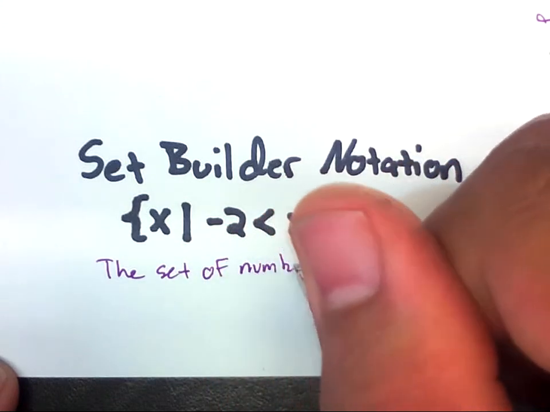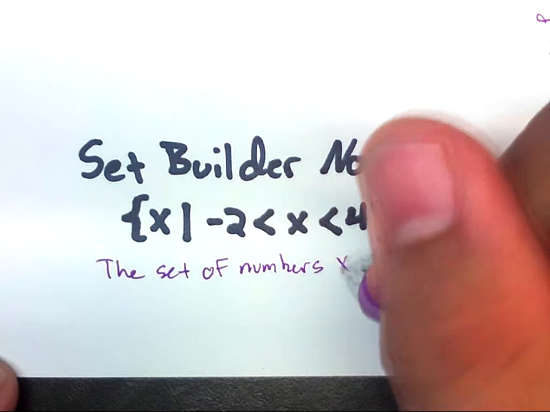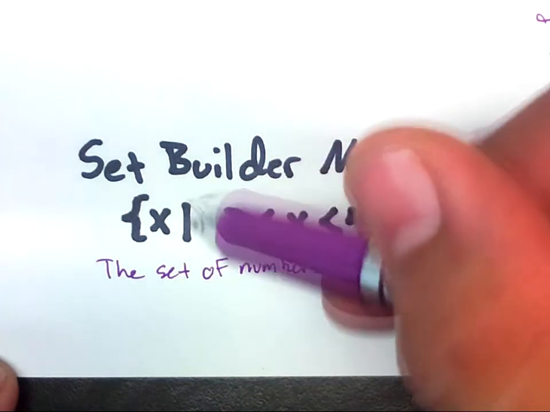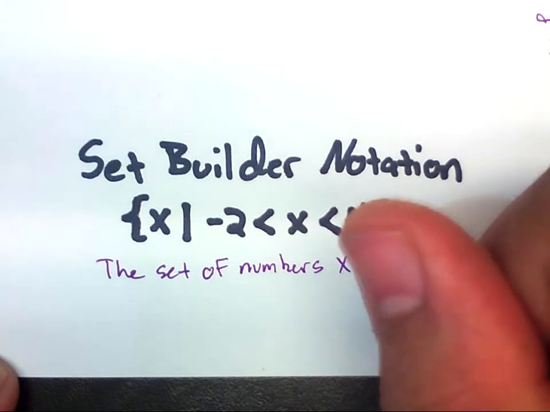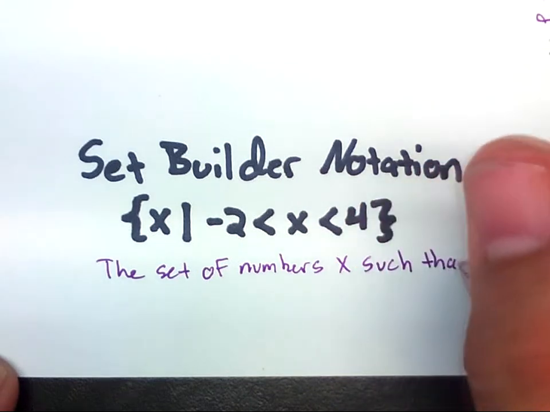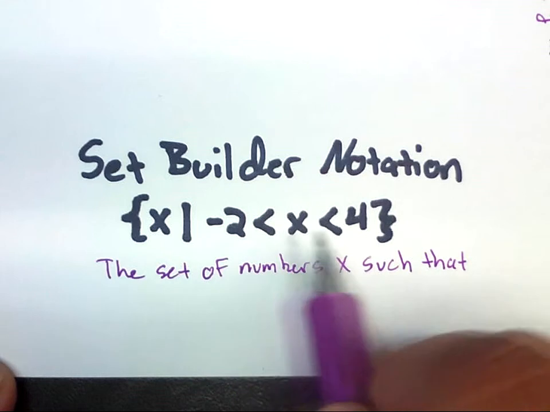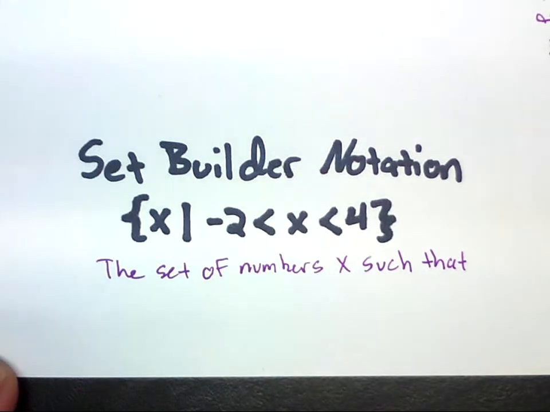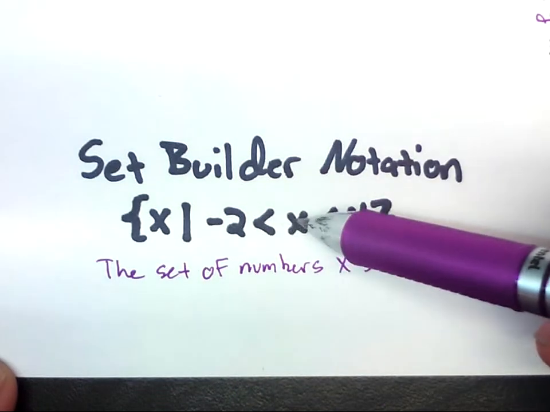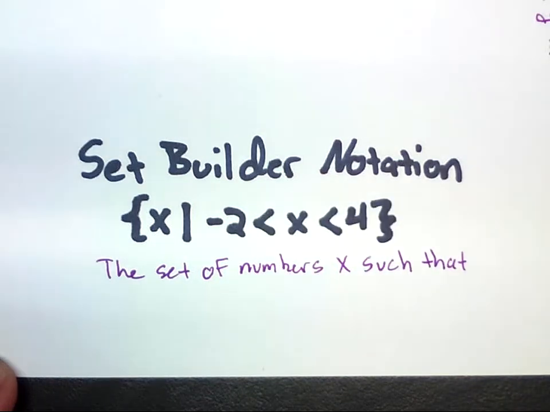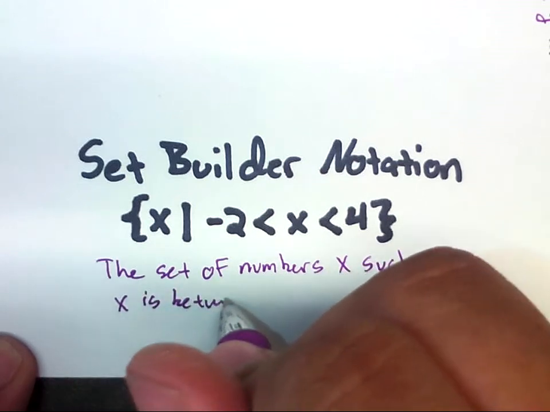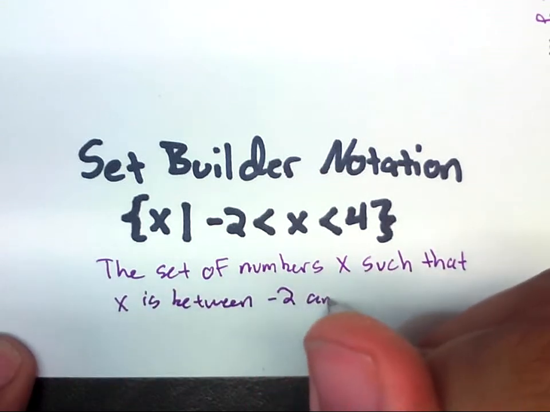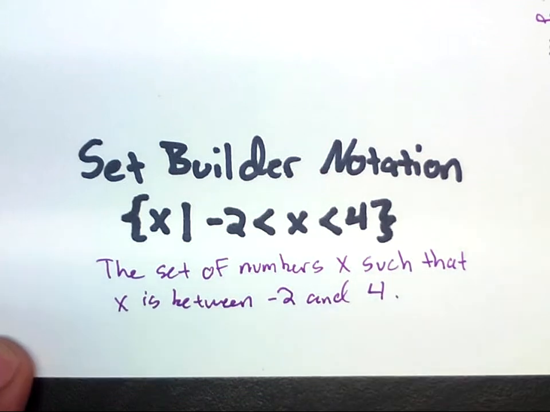So the set of numbers, and then the x comes in here because that's our identified variable. This little slash right here, or kind of sideways dash, I should say, always means such that. Literally all it means. And then this tells you exactly what x is doing. So in this example for set builder notation, it looks like the only value x can have is between -2 and 4. So this would be the set of numbers x such that x is between -2 and 4.